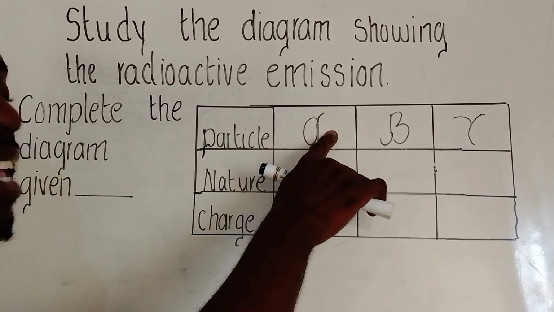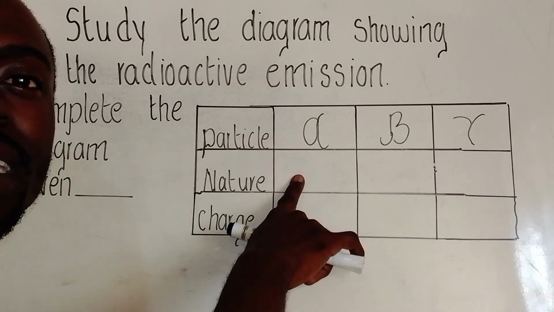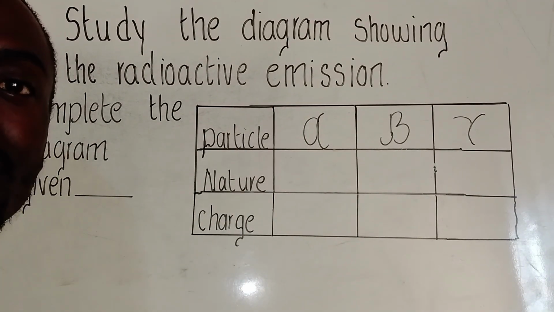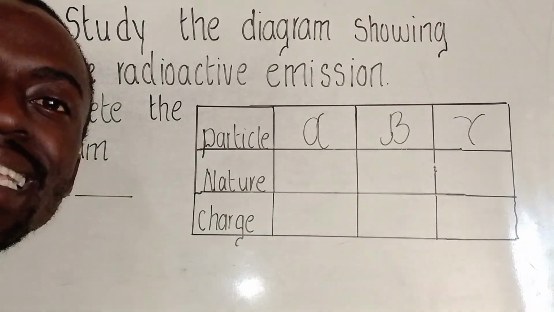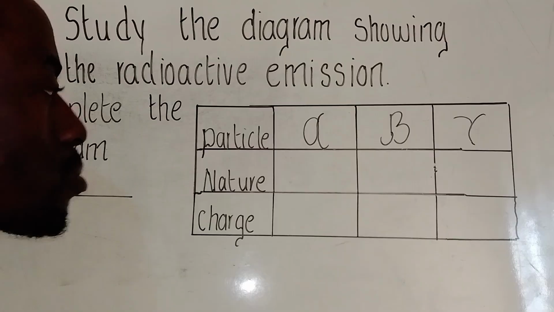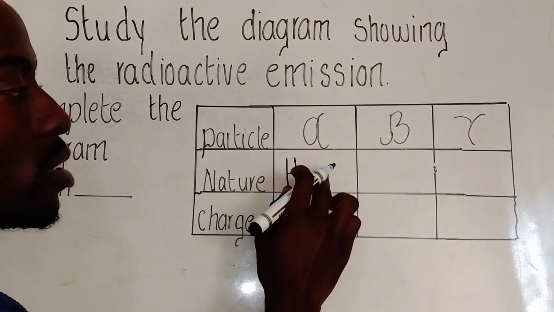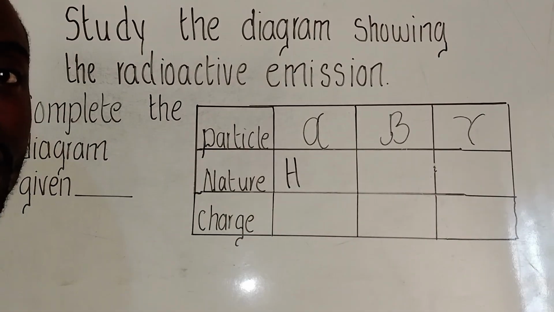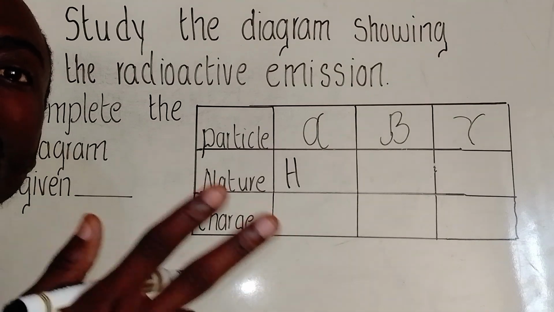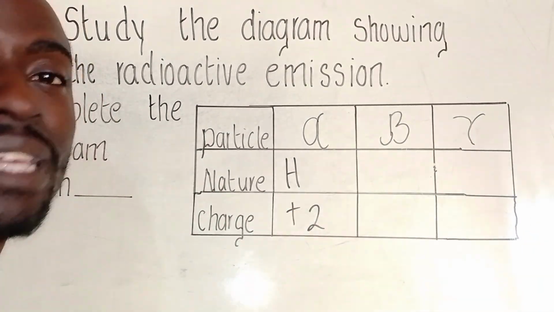Now, this one here, its nature is what? Helium nucleus. Don't say helium atom, no, helium nucleus. When I say helium nucleus, it simply means that it contains only the protons and the neutrons. So what is the nature here? It is the helium nucleus. How about the charge? We know that the helium nucleus consists of two protons, so meaning that the charge will be what? Positive two there.